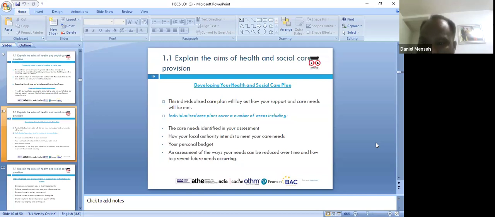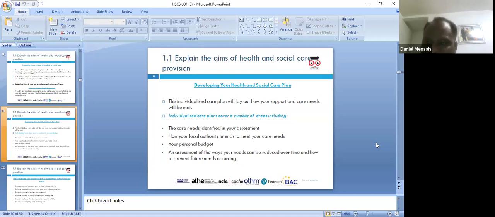What time they wake up in the morning, it will be captured in there. What food they like, it will be captured. Sometimes how to prepare it, it will be captured in there. Their next of kin, who to call in terms of emergency and crisis, it will be captured in there. So every single thing, you have it on the care plan.